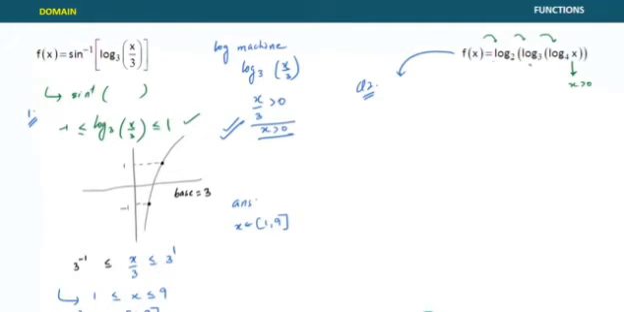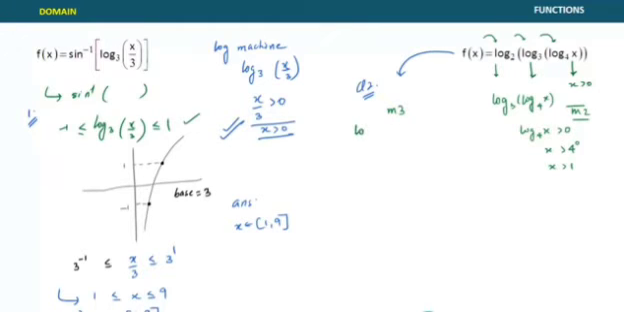Now if I start from the second machine, I'll also tell you a short trick for this. So machine 2 will be log base 3 of log base 4 of x, like this. For this machine to work, the input of this machine should be positive. If you solve this, this becomes x greater than 4 raised to power 0, and this says x greater than 1. So this is machine 2, M2, right? This is the third machine, M3.